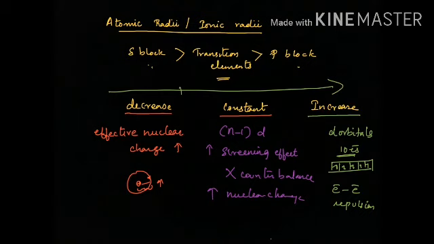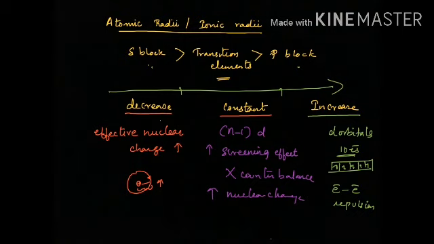First it will decrease, in the middle it will be almost constant, and again it will increase. What is the reason for each of these things? First, the atomic radii decrease because of the increase in the effective nuclear charge. More effective nuclear charge means more force of attraction and smaller atomic size.